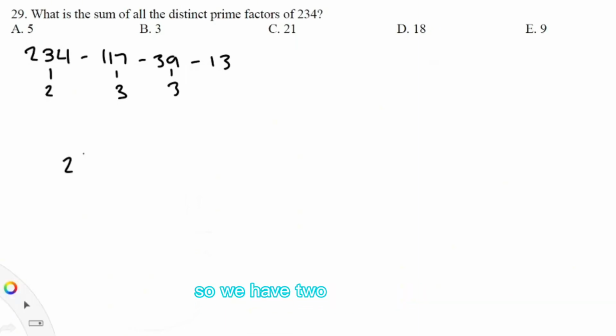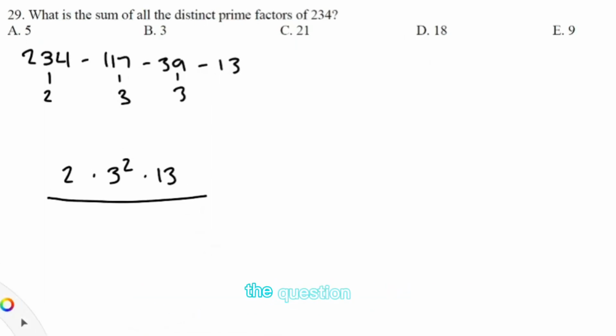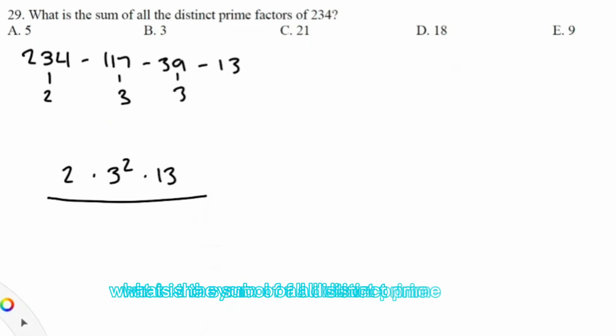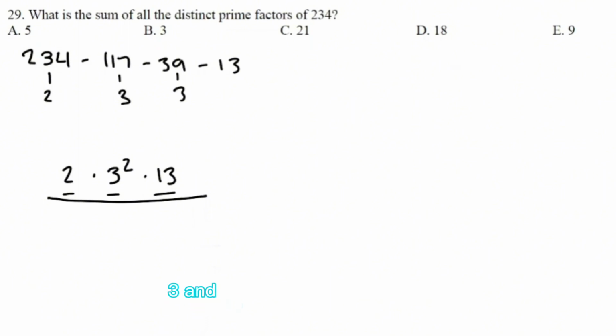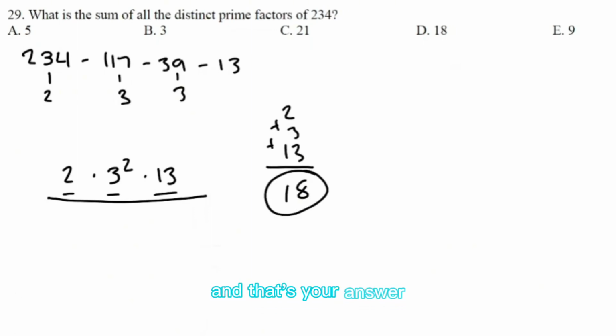So we have 2 power 1, because there's only 1 2, so we don't even need to write the 1. We have 3 squared because there's 2 3's, and we have 13 because there's only one 13. Alright, so that's your prime factorization. Now the question is, what is the sum of all distinct prime factors? Okay, so our distinct prime factors are 2, 3, and 13, so we just add them up. So 2 plus 3 plus 13 equals 18, and that's your answer.